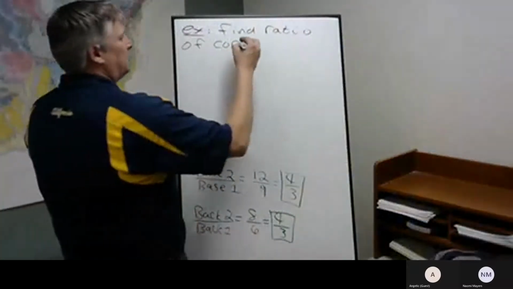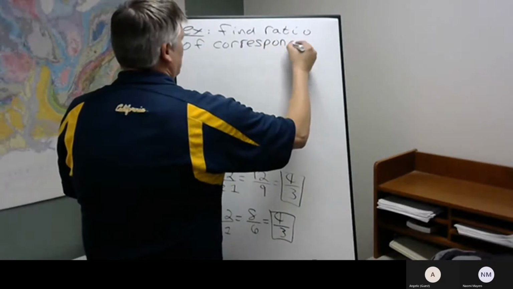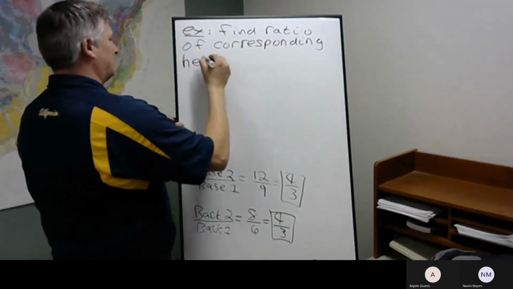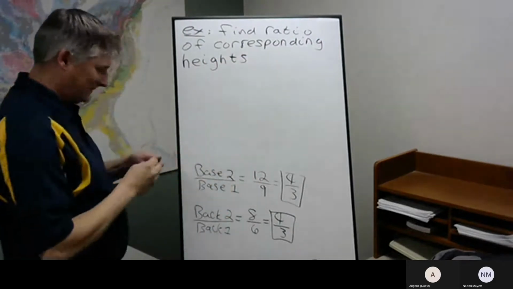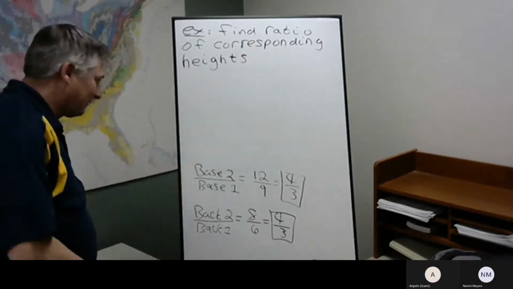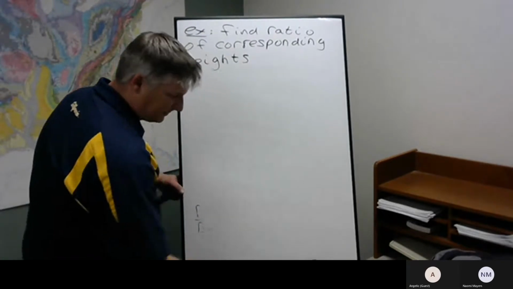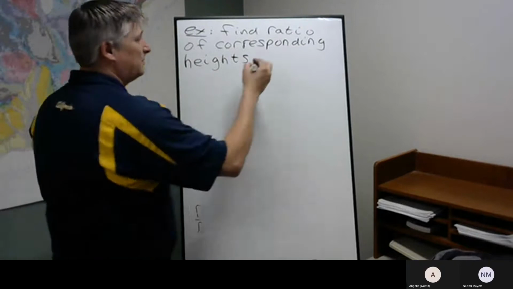So we're going to find the ratio of the corresponding heights. Now again, these are going to be similar triangles, that should be mentioned.